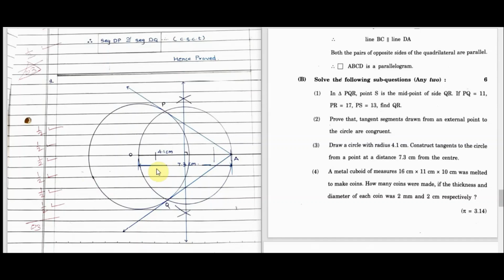Okay, now where will you get half mark? To draw a circle, this 4.1 centimeter, to draw a circle you will get half mark, first half mark. Second half mark is to draw this segment, that is QA 7.3, that is half mark. Then to draw this angle bisector you will get half mark. So one for circle, one for this segment, and one for perpendicular bisector, that is half mark. Then you have to draw the arcs and name them P and Q.